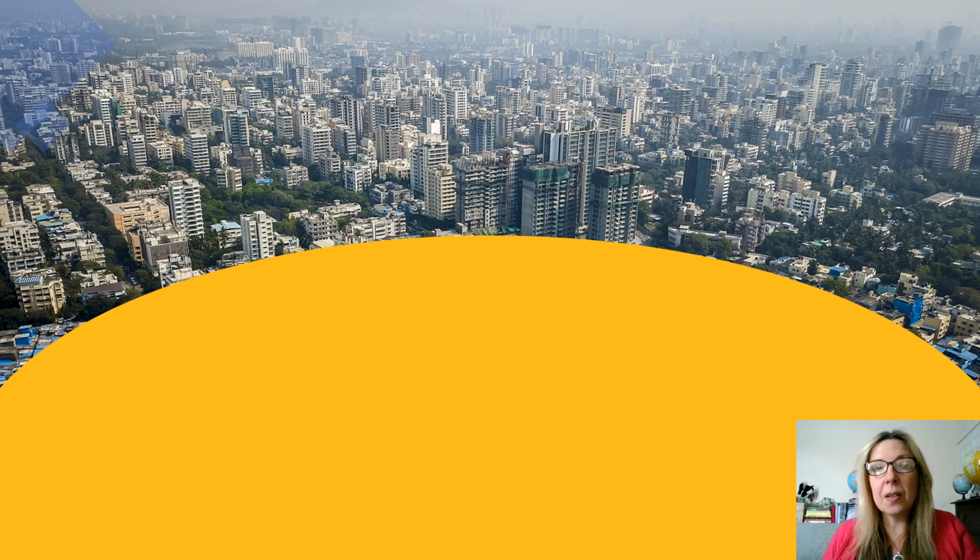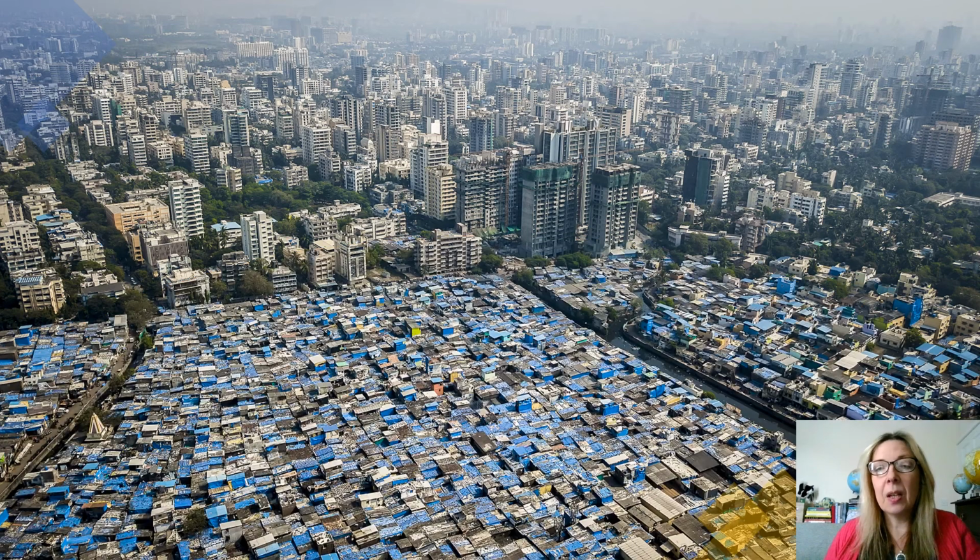So this is Mumbai, a prosperous megacity. This area is also Mumbai. This is Dharavi. This is an informal settlement. You could call it a shanty town. Some people would use the word slum. But let's have a closer look at Dharavi.